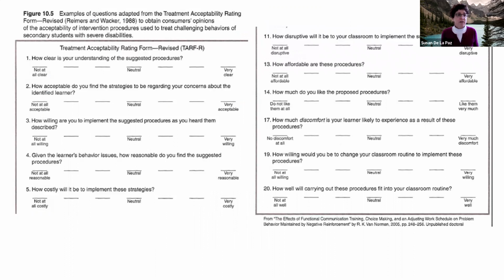Okay, so hopefully you can see the slide. This was from a published article, and it was a treatment acceptability rating form. This is only showing you some of the questions. One of them would be with these Likert type ratings. How clear is your understanding of the suggested procedure? How acceptable do you find the strategies to be regarding your concerns about the identified learner? How willing are you to implement the suggested procedures as you heard them described? And so you could develop questions like this yourself, model your questions after things like this.